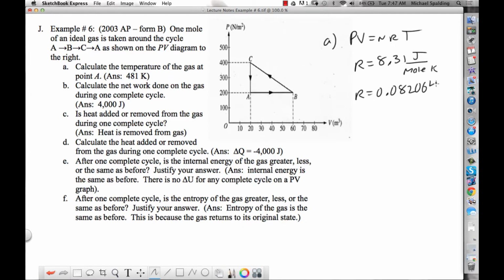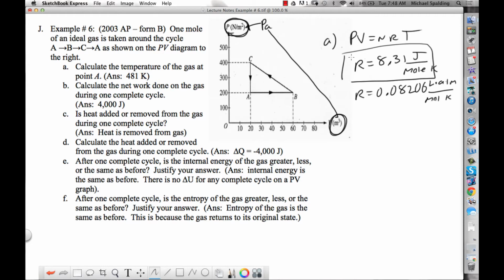0.08206. Is that right? Liter atmosphere over mole Kelvin, right? So look, what units do we have here? So pressure, what is Newton per meter squared? A Newton per meter squared is a what? That's a Pascal. And then here we have cubic meter. Both of those are metric. If you multiply Pascal by cubic meter, what do you get? Joule. So which of these gas constants are we using? We're using this one. Okay, so take the ideal gas law, rearrange it for temperature.